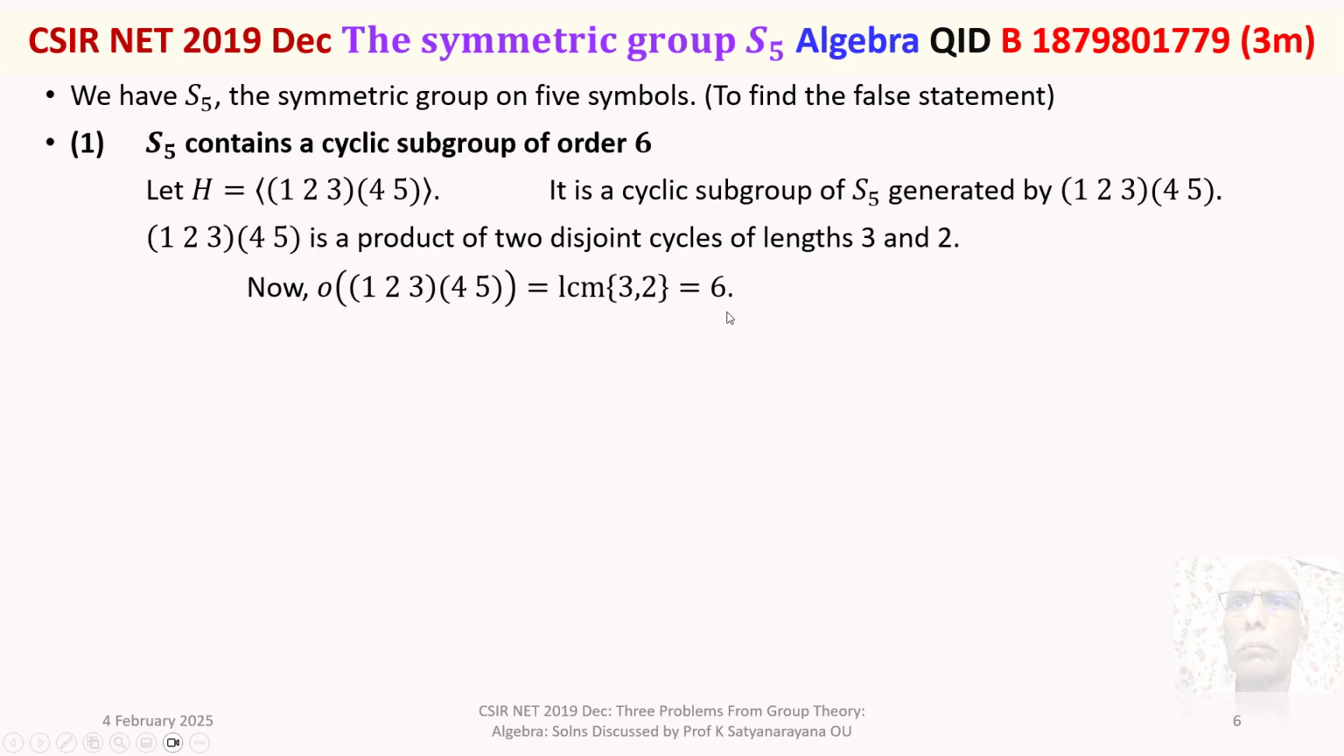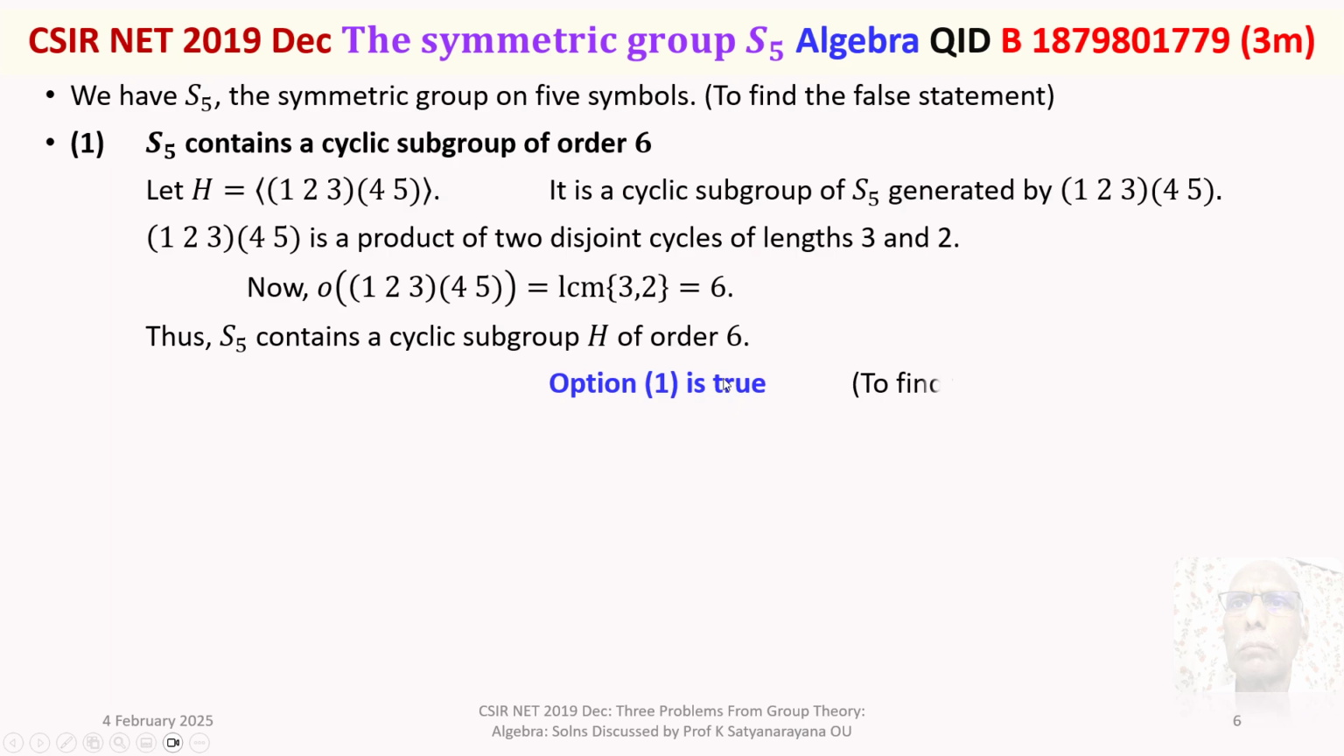LCM of 3, 2 is 6 because the GCD of 3 and 2 is 1. Thus S5 contains a cyclic subgroup of order 6. So option 1 is true. But we have to find out the false statement.